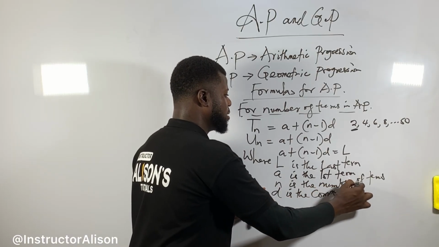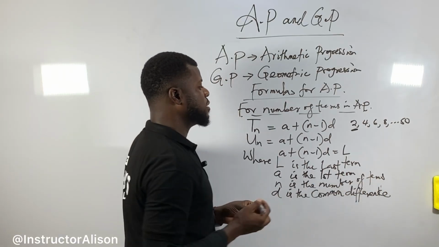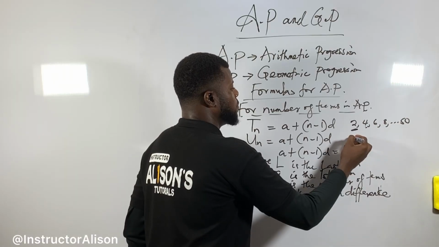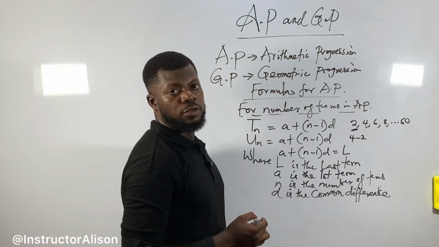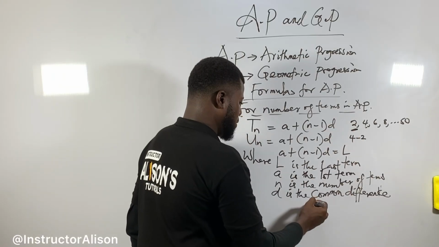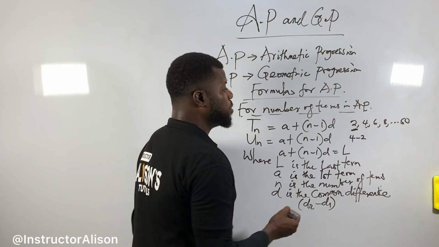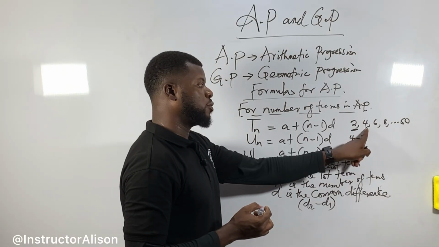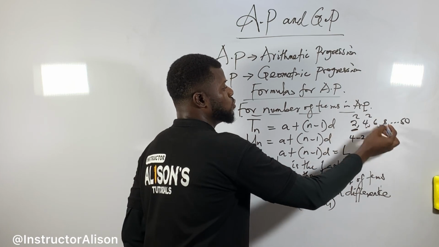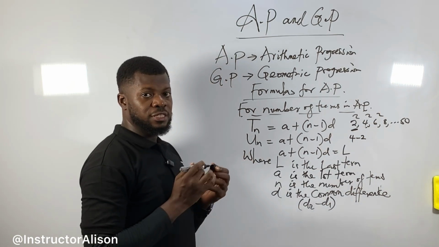How did they get the common difference? If they subtract this one, like 4 minus 2, the first term from the second term. So you will put it like this: if you just put in brackets D2 minus D1. If it is 6 minus 4, it will give you 2. 4 minus 2 gives you 2. 8 minus 6 will still give you 2. So you can understand the common difference with that.